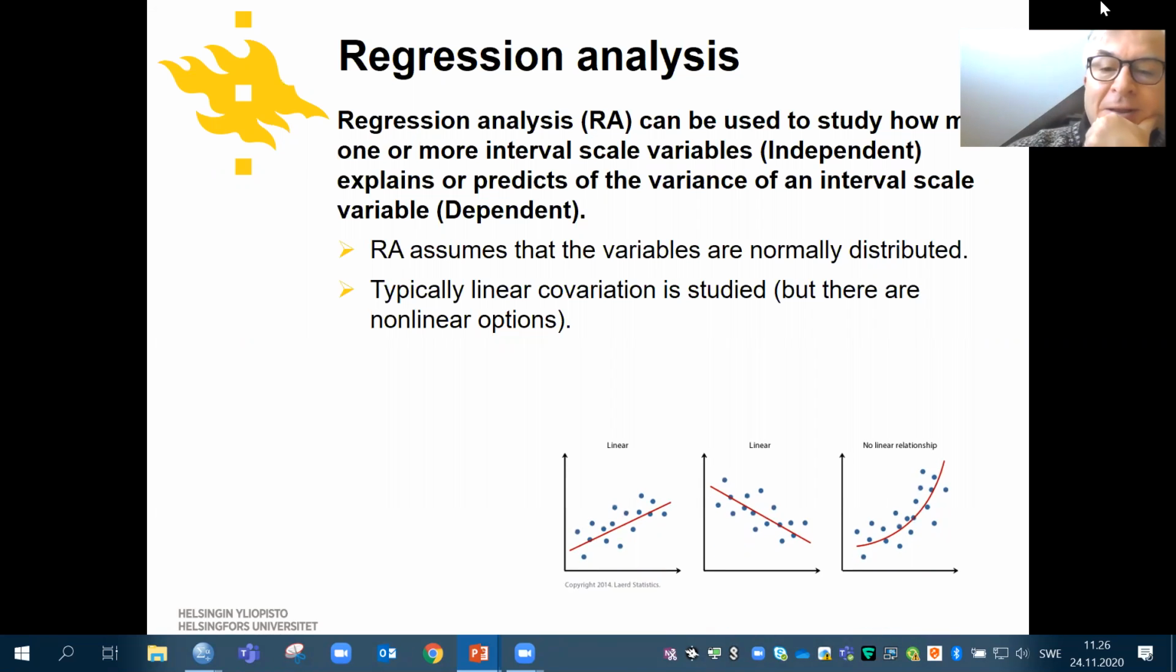So here we have two types of linear covariances, and the typical situation would be that we are interested in what kind of a formula, well, this could be a straight line. Here also we would again have a linear covariance. This one would be positive, this one would be negative. And then we would have here a situation where there's something like exponential growth, but not a linear connection between the two variables.